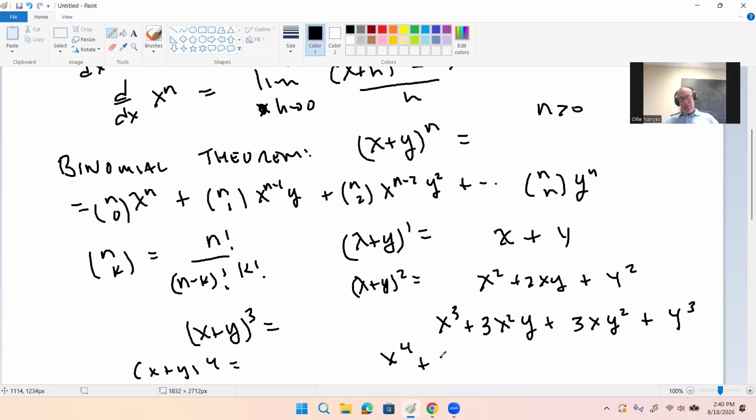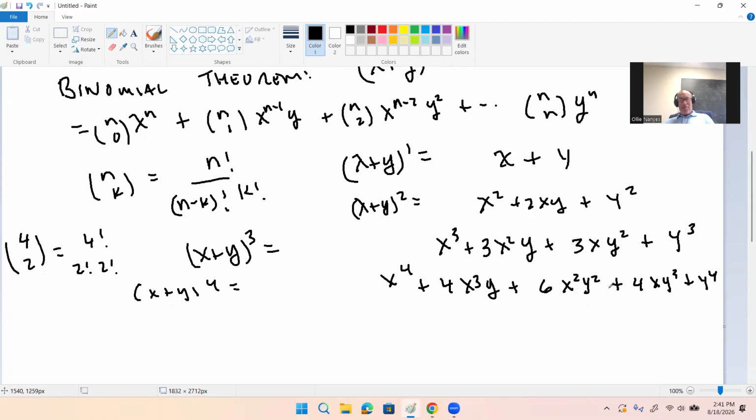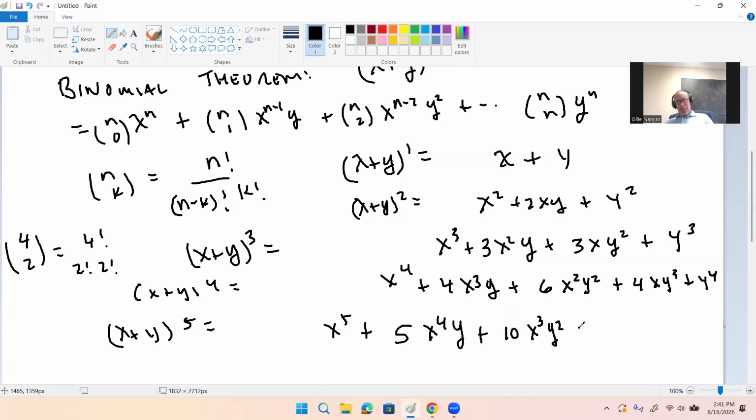And let's just do one more. That's going to be x to the 4 plus 4 x cubed y. Now we get to 4 choose 2, which is 4 factorial divided by 2 factorial times 2 factorial, and you'll see that's 24 divided by 4, so that gives you a 6. Then we get 4 x y cubed plus y to the 4th, and so forth. And you can see Pascal's triangle appearing quite beautifully here. And if we want to do x plus y to the 5th, I know I'm getting carried away here, let's use the triangle relation. 1 plus 4 is 5. 4 plus 6 is 10. 6 plus 4 is 10. 4 plus 1 is 5. And then the very last one is y to the 5th.